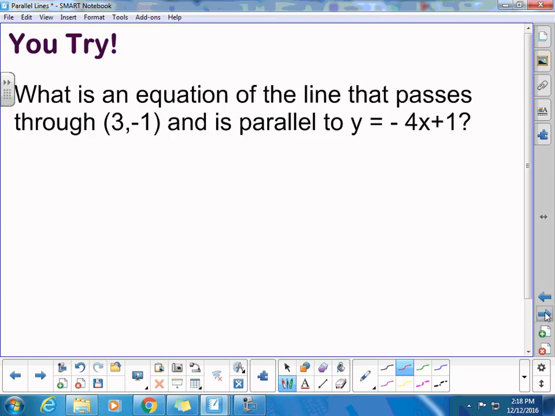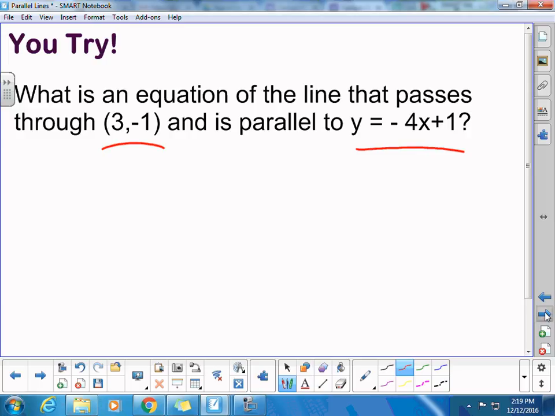What is the equation of a line that passes through (3, 1), there's our point, and is parallel to this line? You give this a try. It needs to be complete when you turn in your notes. So stop right now and do it.